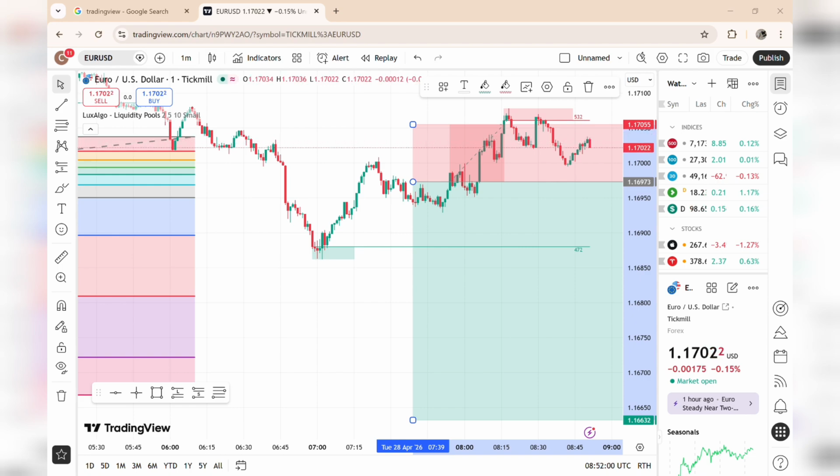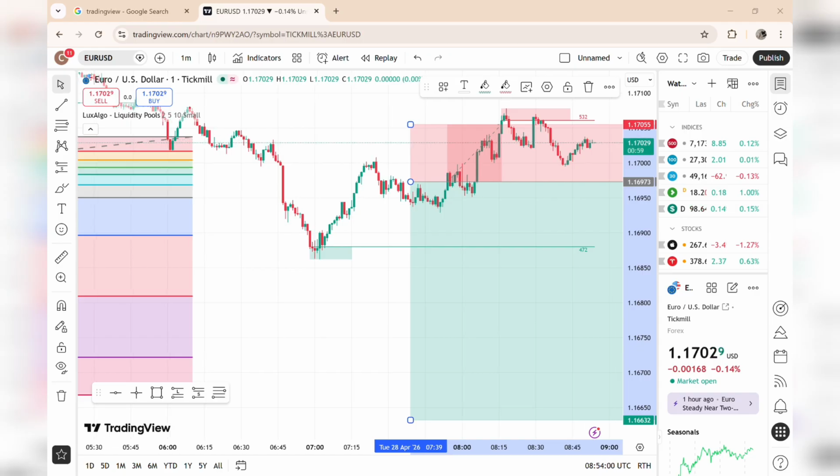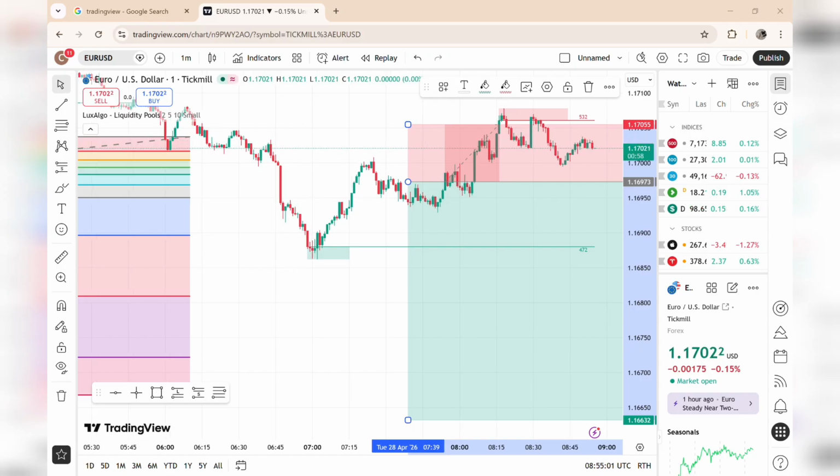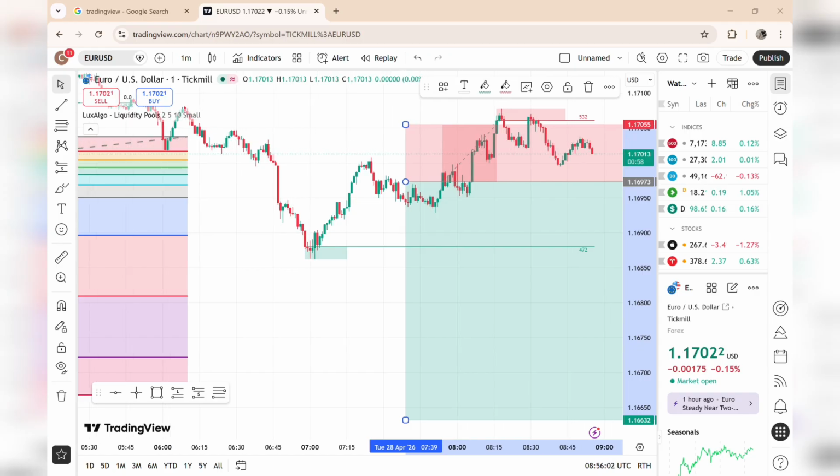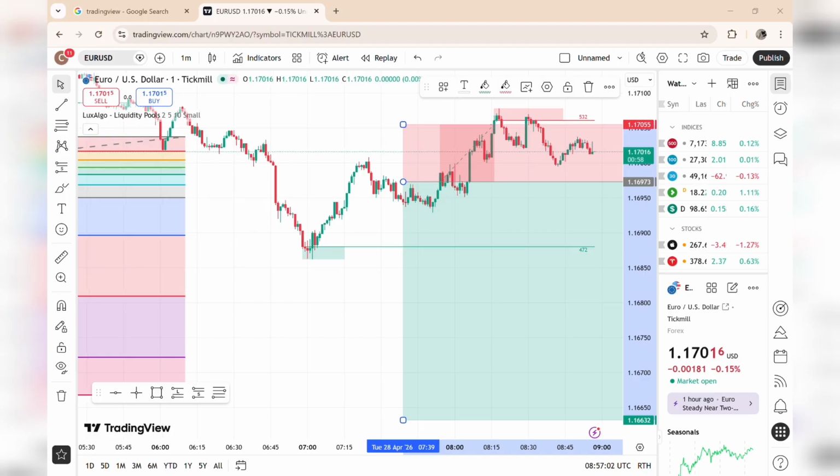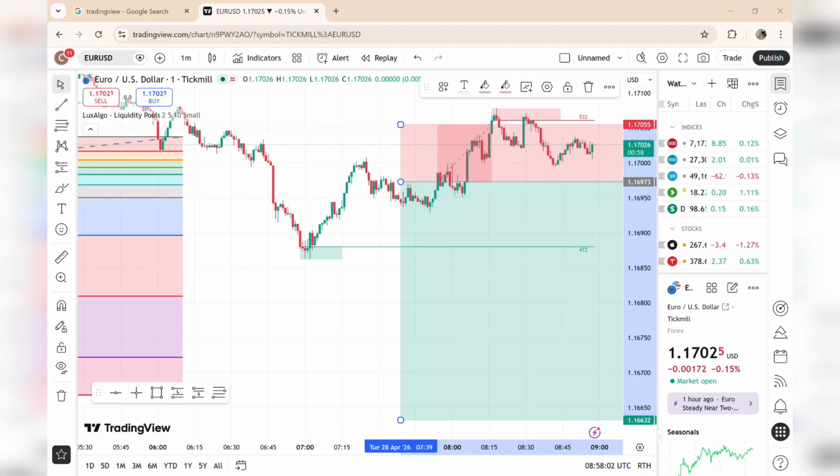1. Sweep the demand zone. 2. Bounce and rally to supply. 3. Rejection and reversal from supply. This is textbook liquidity pool trading. So what are the lessons here?